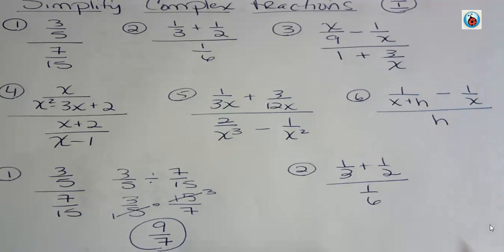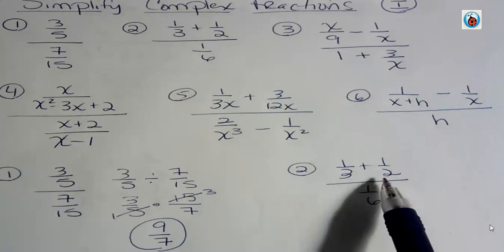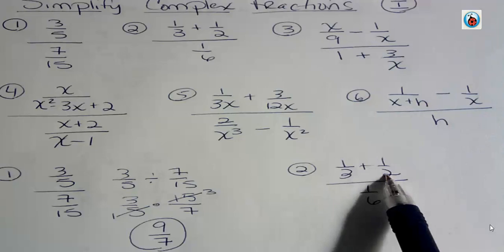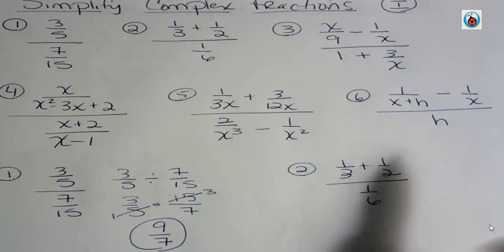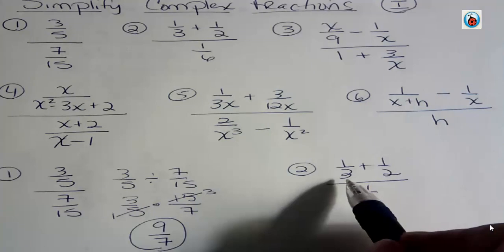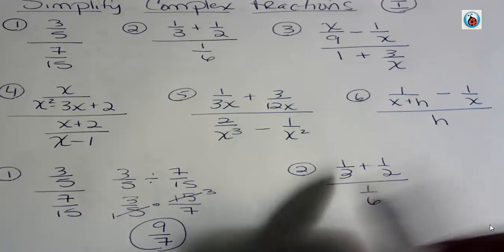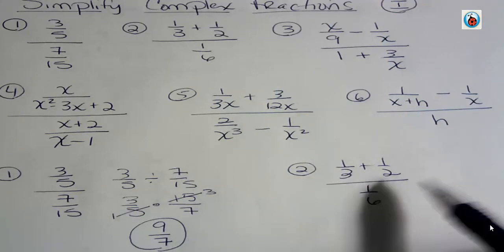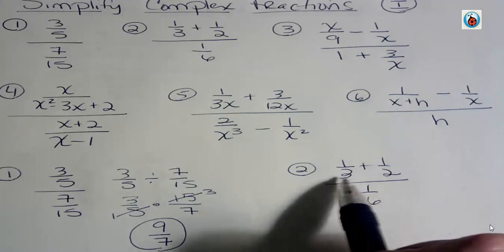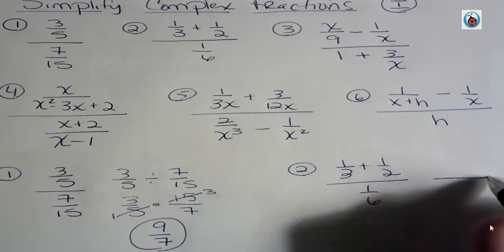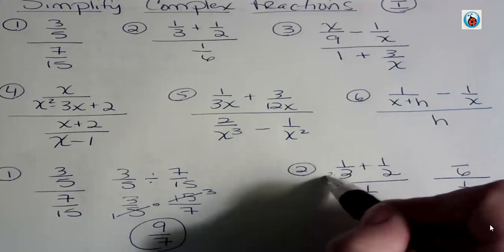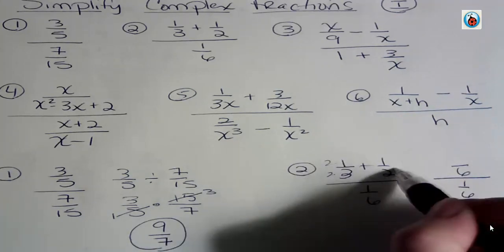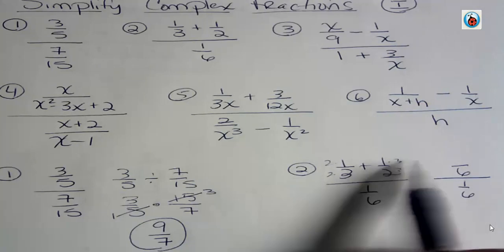In the second one, you see how I have two fractions up here on the top? Well, what I can do is just add those two together and then divide by the 1/6. And I know you can use your calculator to do that. If you don't know how to use your calculator, you can watch some videos that I have on how to do that. But the common denominator here is going to be 6, and this is going to be 2/6, and this one's going to be 3/6. So 2 plus 3 is going to be 5/6.